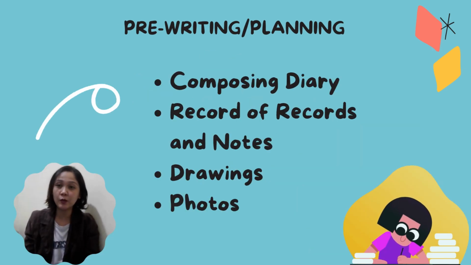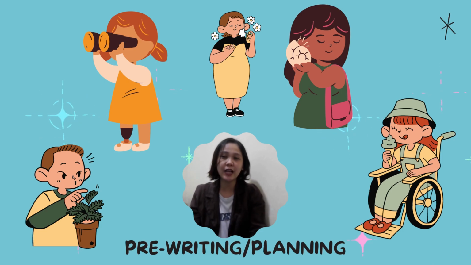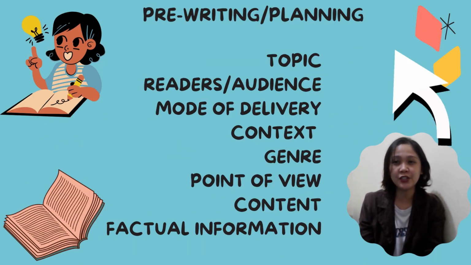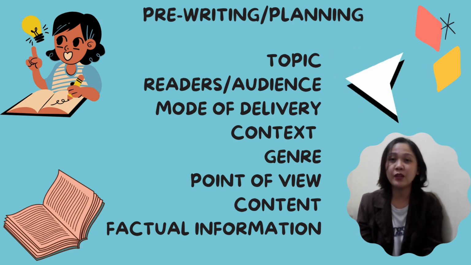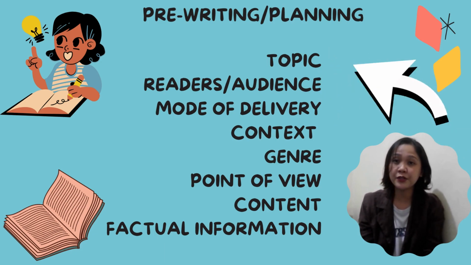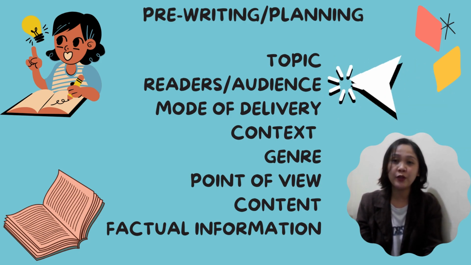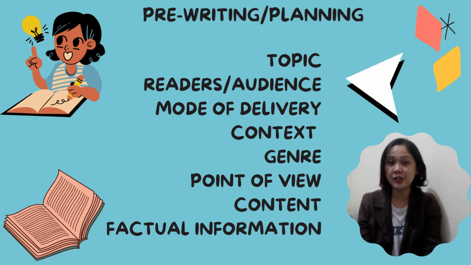Some writers keep a composing diary, a record of notes, possibly drawings or photos. Authors, by and large, are solid eyewitnesses who record what they see, hear, taste, touch, and smell, since it might turn out to be a piece of a story, a poem, a true-to-life article, a play, and so on. Writers make several decisions in the pre-writing stage as well. They will answer questions like the topic, readers or audience, the mode of delivering the content, the genre, the point of view and how to tell the content, and some factual information.